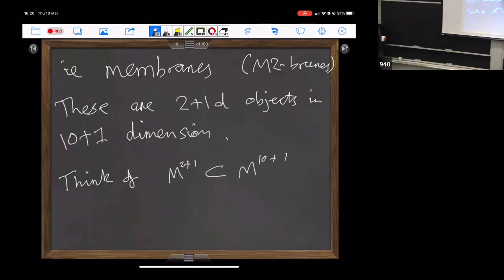And so in other words, the C field is sourced electrically by objects that are like membranes. Their spatial profile is 2-dimensional. Okay, and so these things are called membranes, or we usually call them M2 branes, M standing for M theory, and 2 because they're 2-dimensional.